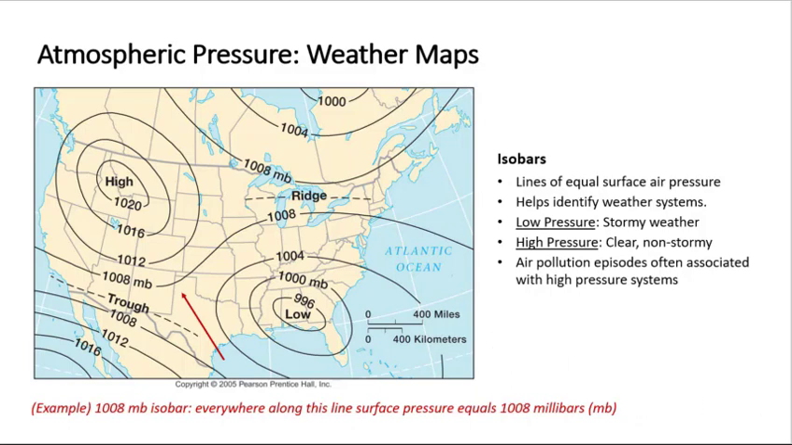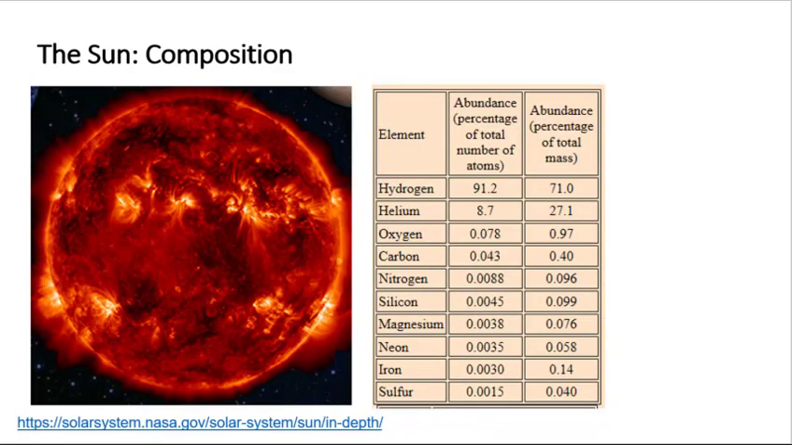Low pressure tends to be associated with stormy weather, and high pressure with clear, calmer conditions. For this reason, high pressure tends to be more associated with bad air pollution episodes, since the stagnant air associated with high pressure systems tends to inhibit dispersion and mixing of pollutants, thereby leading to higher concentrations.